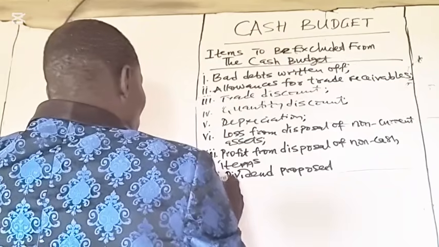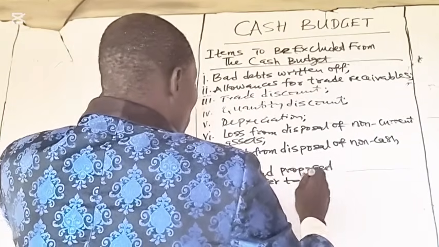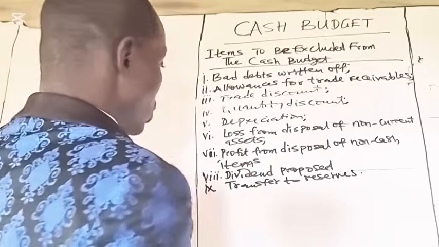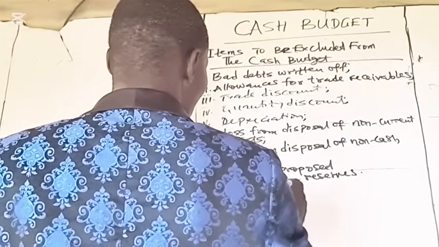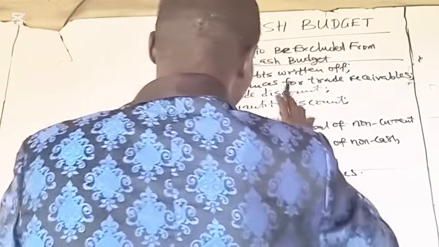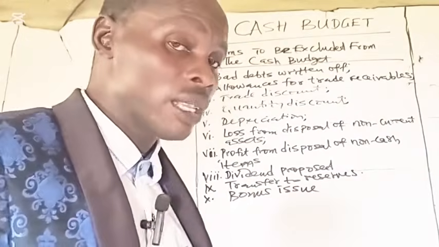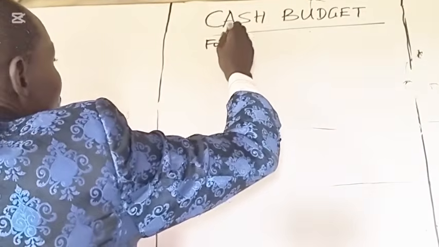Then transfer to reserves. All these items will not go into cash budget. Bonus issue. So where you see any of the items listed on the board, you should exclude them from the cash budget. Format of cash budget.